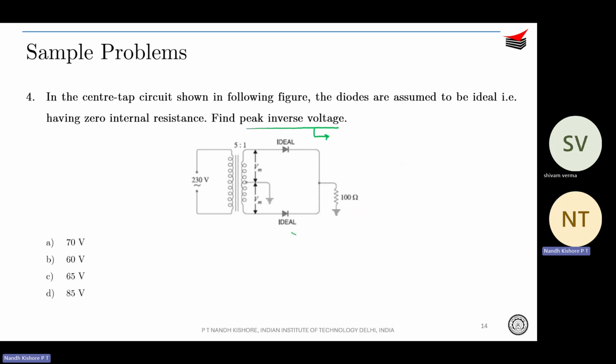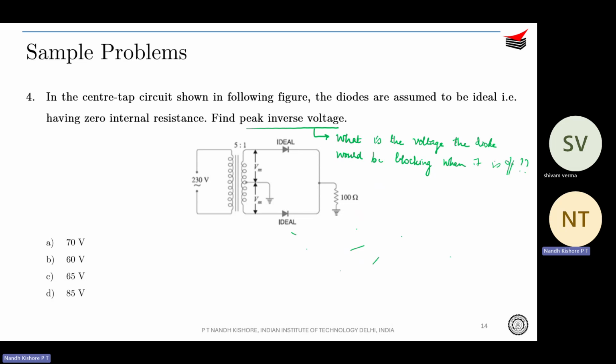Peak inverse voltage means what is the voltage the diode would be blocking when it is off. Only if you know this answer can you properly buy a diode. Let's say you have multiple options over here. Let's say my peak inverse voltage is 100 volts. That means you have to buy a diode rated for more than 100 volts. So that's why people have to calculate the peak inverse voltage in the first place.